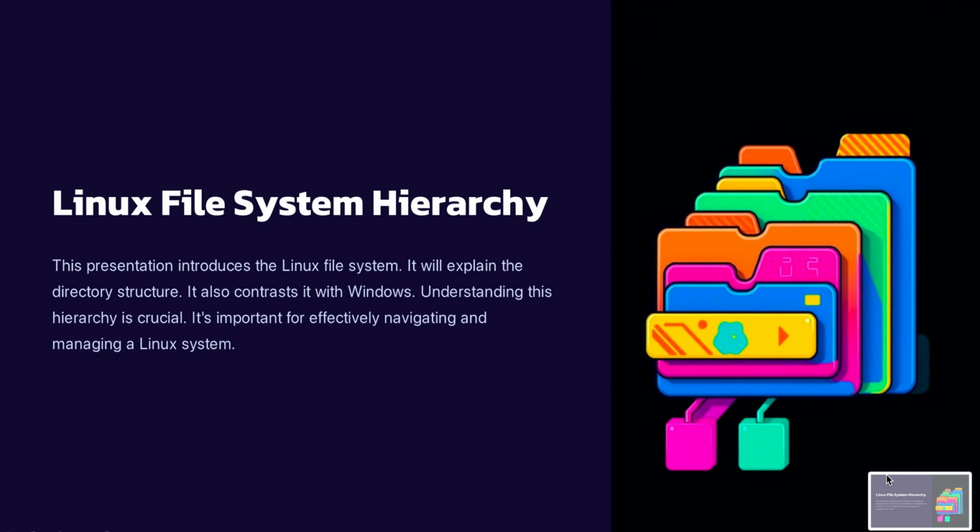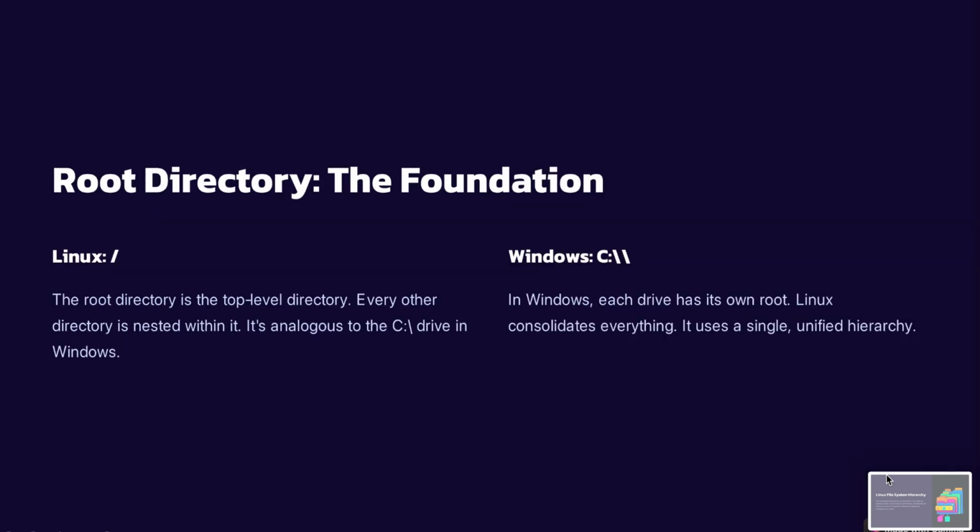In this video we are going to discuss the Linux file system hierarchy. This presentation introduces the Linux file system. It will explain the directory structure and also contrast it with Windows. Understanding the hierarchy is crucial for effectively navigating and managing our file system. Remember, guys, in Linux we always use the forward slash, and in Windows we use the backslash, as you are aware. The forward slash in Linux is the root directory, the top level directory. Every other directory is nested within it. In Windows, each drive has its own root. Linux consolidates everything and uses a single unified hierarchy.